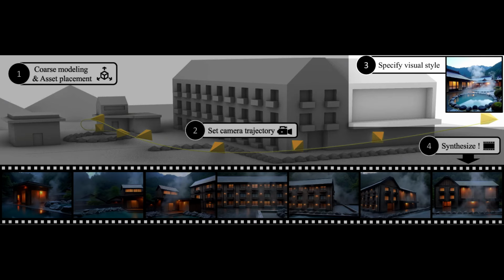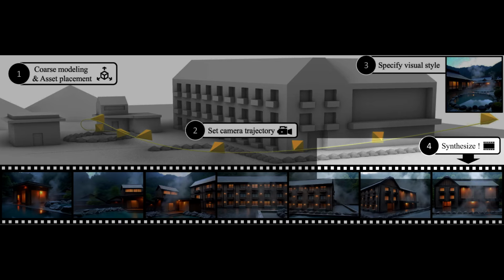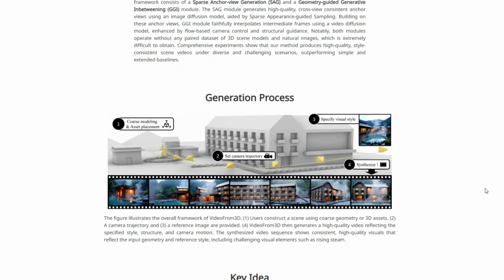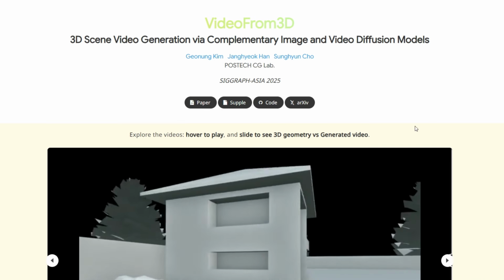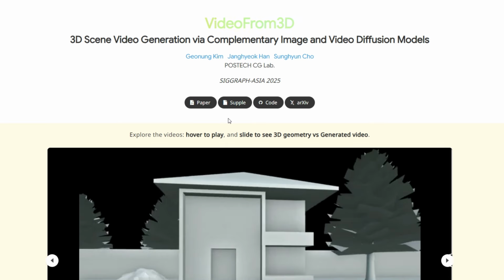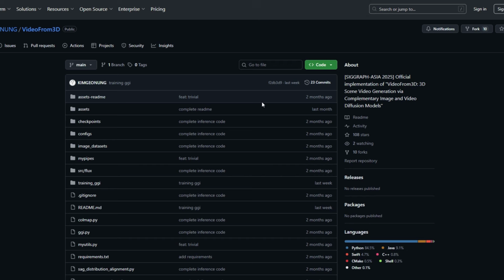Third, you give it your reference image for the visual style, and finally, it synthesizes it all together to create the final video. It's an incredibly smart pipeline. And regarding its availability, video from 3D is already out. If you visit their project page, you'll find links to the paper, the code, and the demonstration videos. Clicking the code button takes you to the GitHub repo, where you can download everything you need.